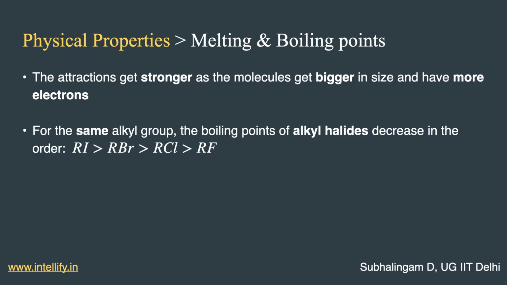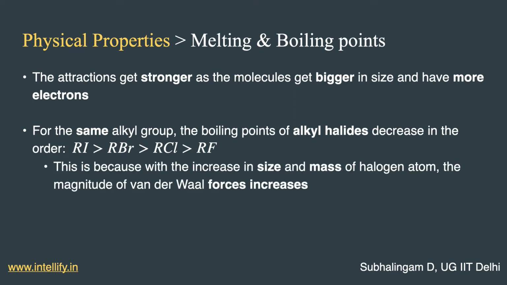So for given alkyl groups, the boiling points of alkyl halides decrease in the order RI > RBr > RCl > RF. That is, RF has the least boiling point for a given alkyl group. This is because with an increase in size and mass of halogen atoms, the magnitude of van der Waals forces increases.